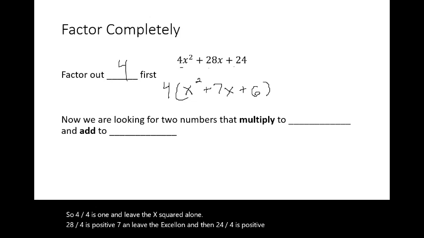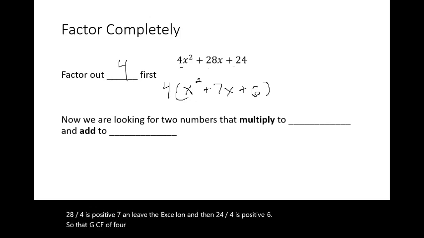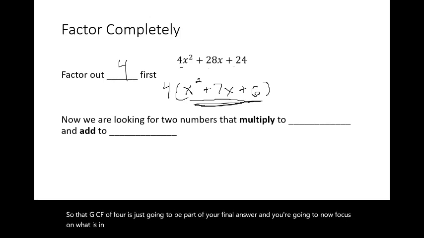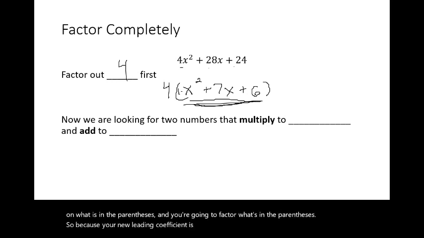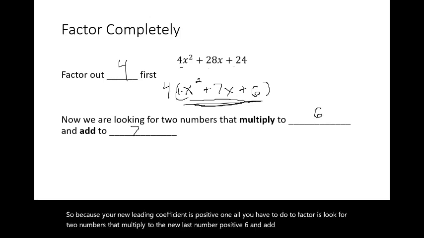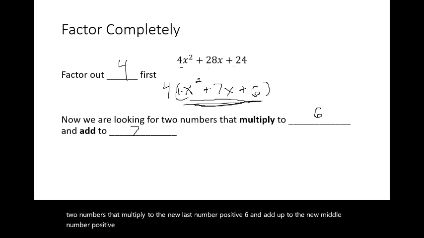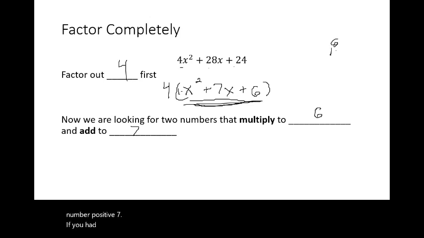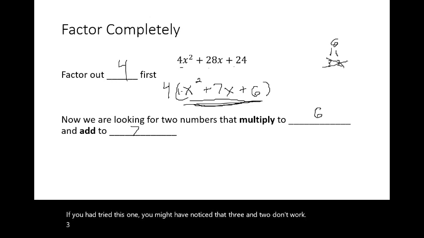So that GCF of 4 is just going to be part of your final answer, and you're going to now focus on what is in the parentheses, and you're going to factor what's in the parentheses. So because your new leading coefficient is positive 1, all you have to do to factor is look for two numbers that multiply to the new last number, positive 6, and add up to the new middle number, positive 7. Now, if you had tried this one, you might have noticed that 3 and 2 don't work. 3 and 2 add up to 5.